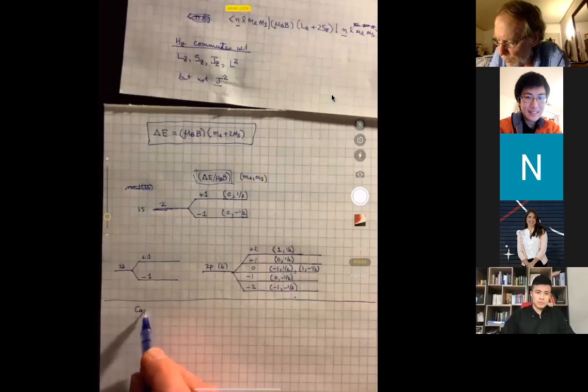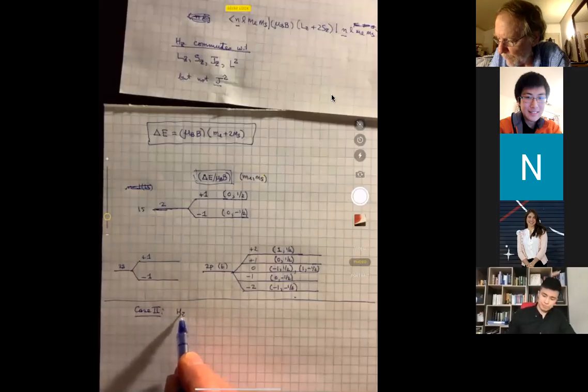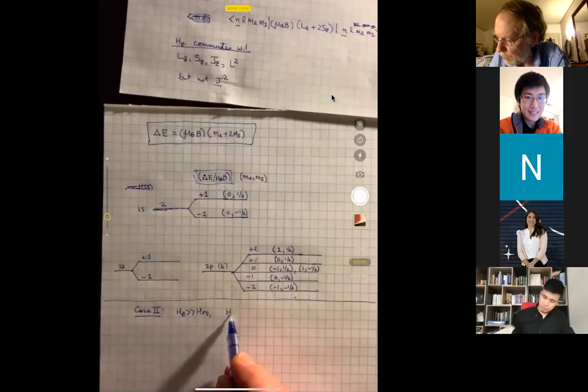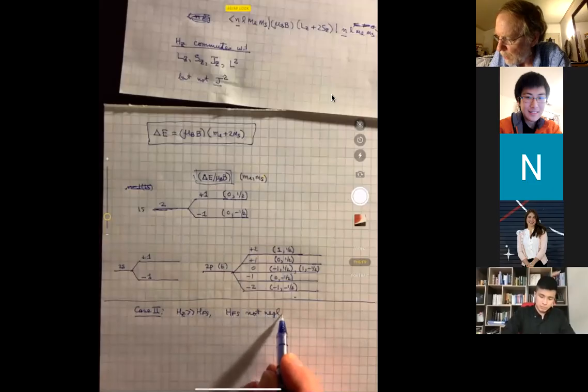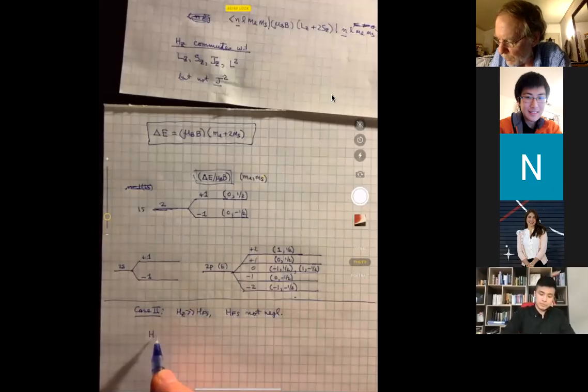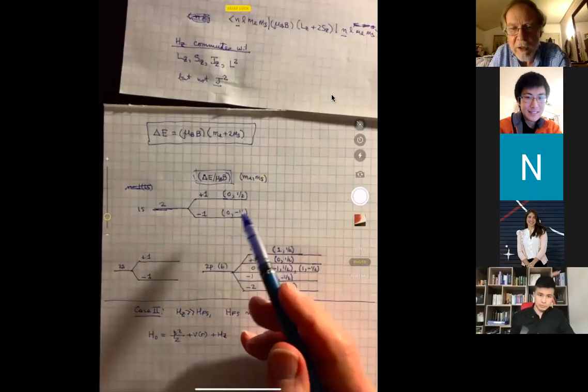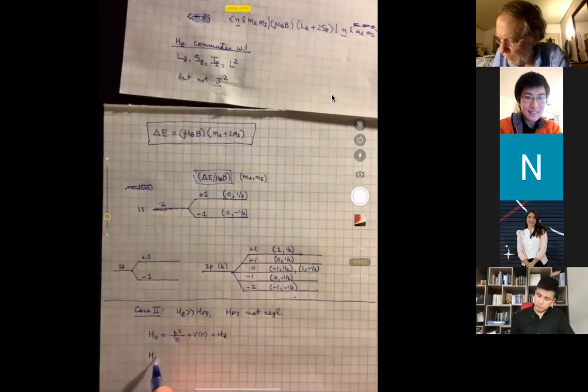There's a second case which is discussed in the notes, and I'll mention it briefly. This is a case again in which the Zeeman term is much bigger than the fine structure term. However, the fine structure term is not negligible. And in that case, what we do is we write H0 is equal to p squared over 2 plus V of R plus H Zeeman. This is the problem we just solved by perturbation theory up here. And then we take H1 is equal to H fine structure, and we add this as a perturbation to it.